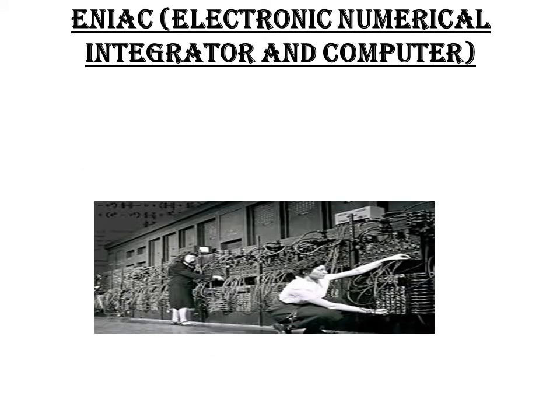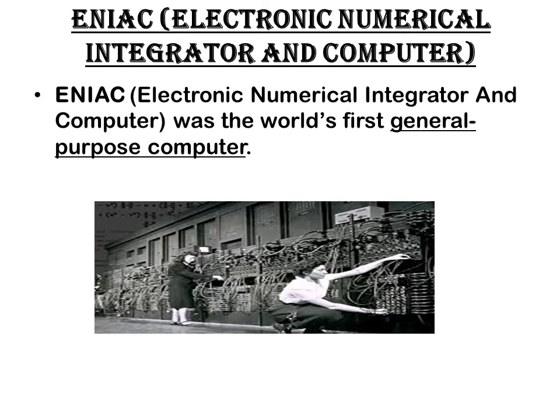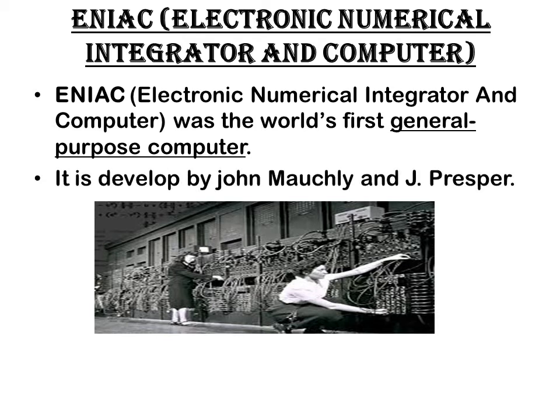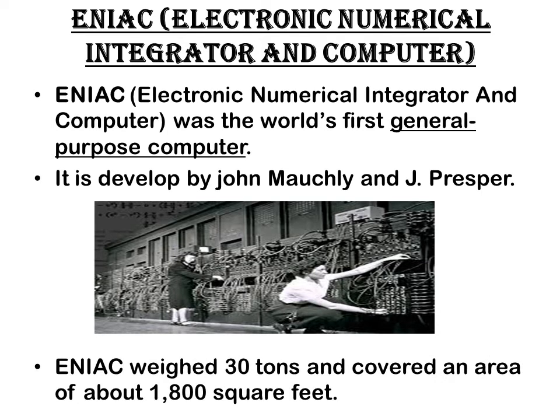Next is the Electronic Numerical Integrator and Computer, ENIAC. This ENIAC was the world's first general purpose computer and it was developed by John Mauchly and J. Presper Eckert. ENIAC weighed 30 tons and covered an area of about 1800 square feet. Look at the picture also. Lots of wires are connected with each other.